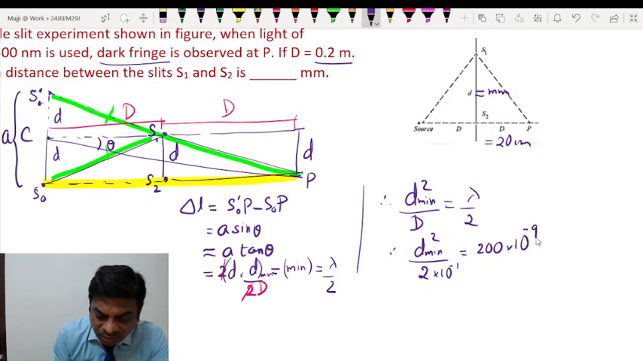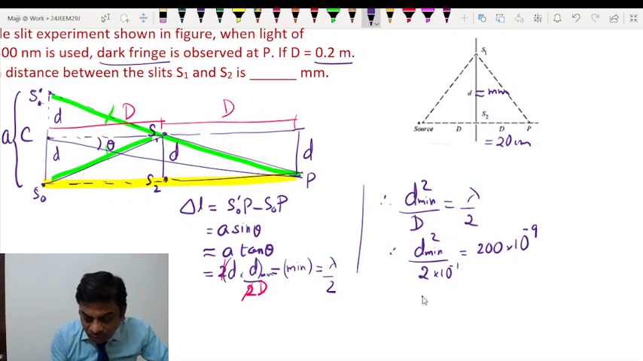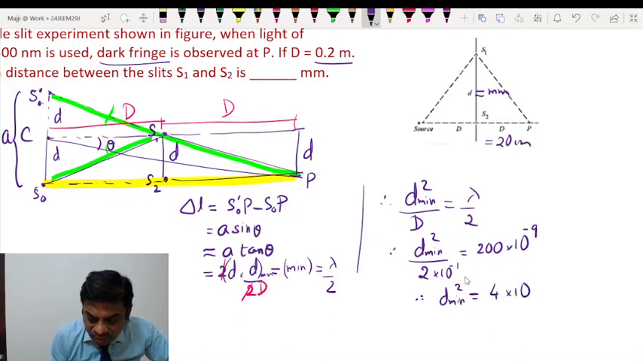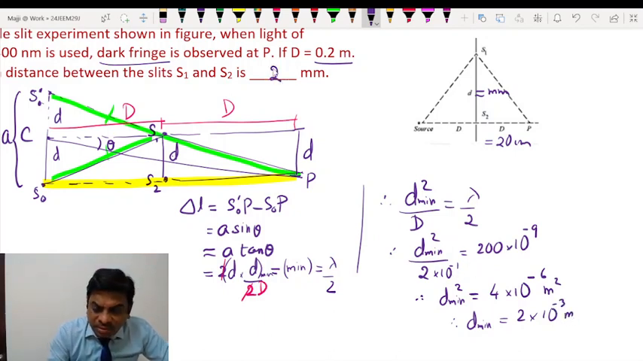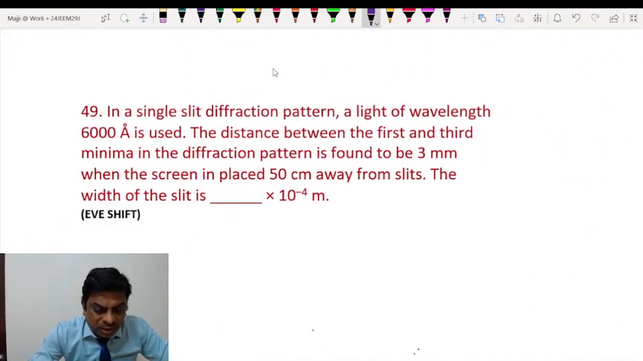So nano stands for 10 power minus 6. Okay, students. So all the units are in SI unit. So d min is equal to 4 into 10 to the power minus 1, so this will be minus 6. So therefore d min is equal to 2 into 10 to the power minus 3 meter. Okay, students. So 2 mm is the answer. Moving on to the next question.